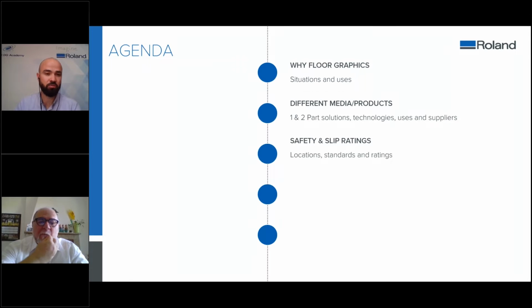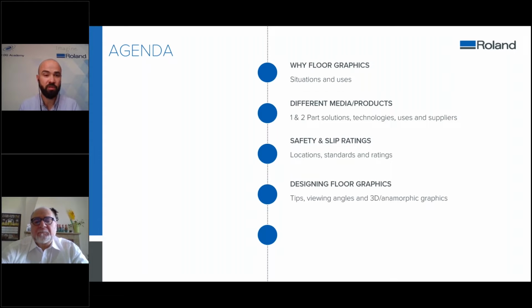We're going to be talking through safety, so slip ratings, locations, standards, and ratings for your products or your graphics. We're going to look through designing floor graphics, so a few tips, bits about viewing angles, the different types of graphics that you can have. And this is where Giovanni is going to take over and talk through some 3D and anamorphic graphics, which is quite exciting.